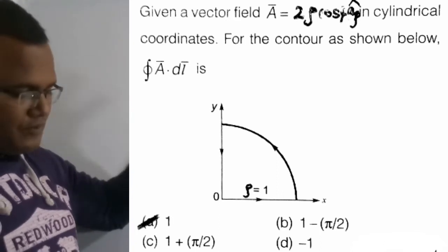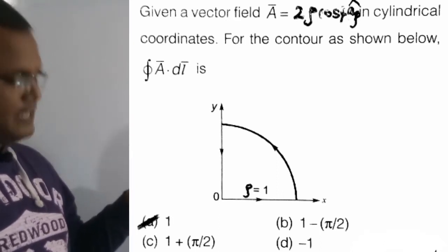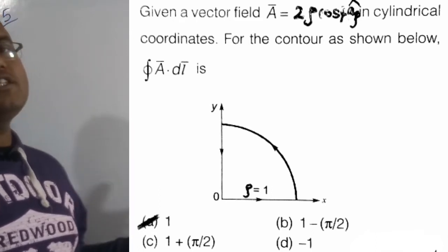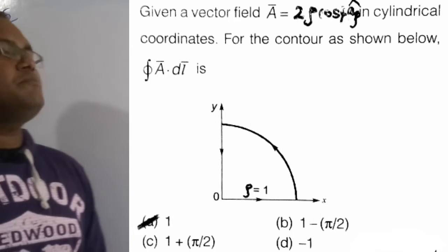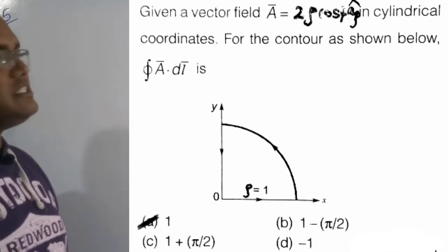Here a function A bar is given in a cylindrical coordinate system, and for this closed loop we are going to travel along this closed path. Then we need to figure out the closed integral of A bar dot dl bar. Out of these four options, option A is the correct solution of this question, which is 1.